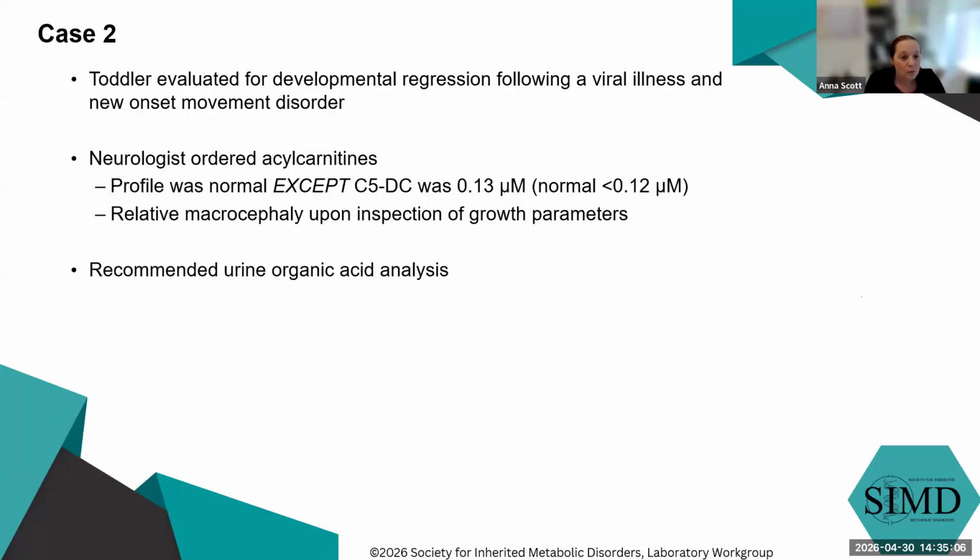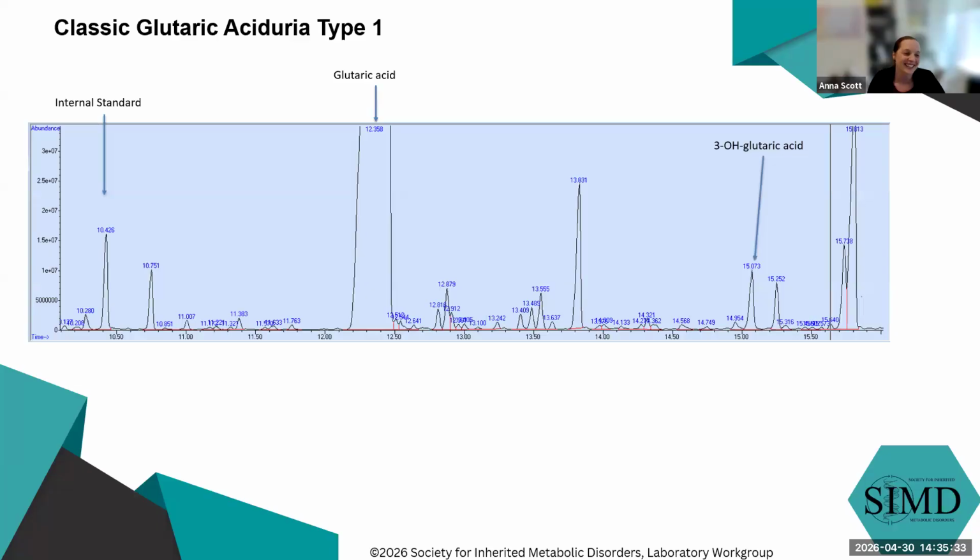When I looked at the chart, there was relative macrocephaly, so not actually the outside of the standard curve, but relative, and recommended immediate urine organic acid analysis. Again, quick question for our audience for participation. What disorder are we worried about here? GA1, full points. Okay, let's look at that urine.